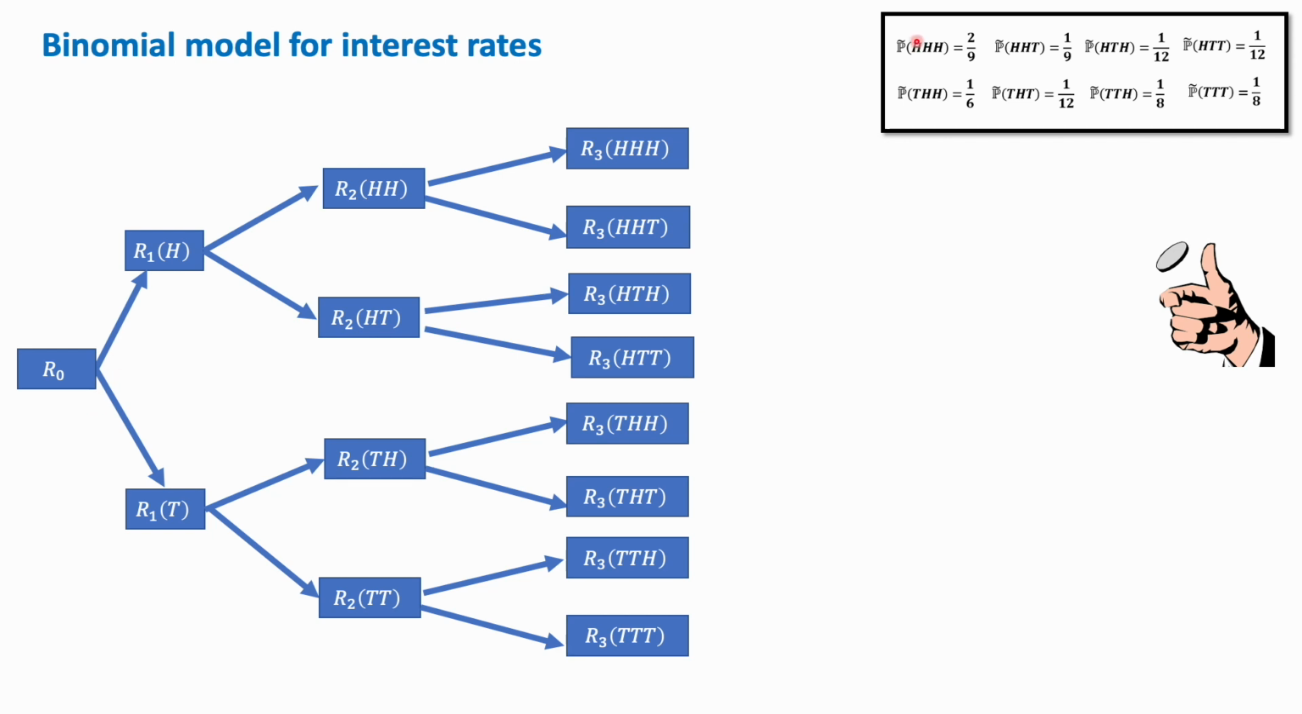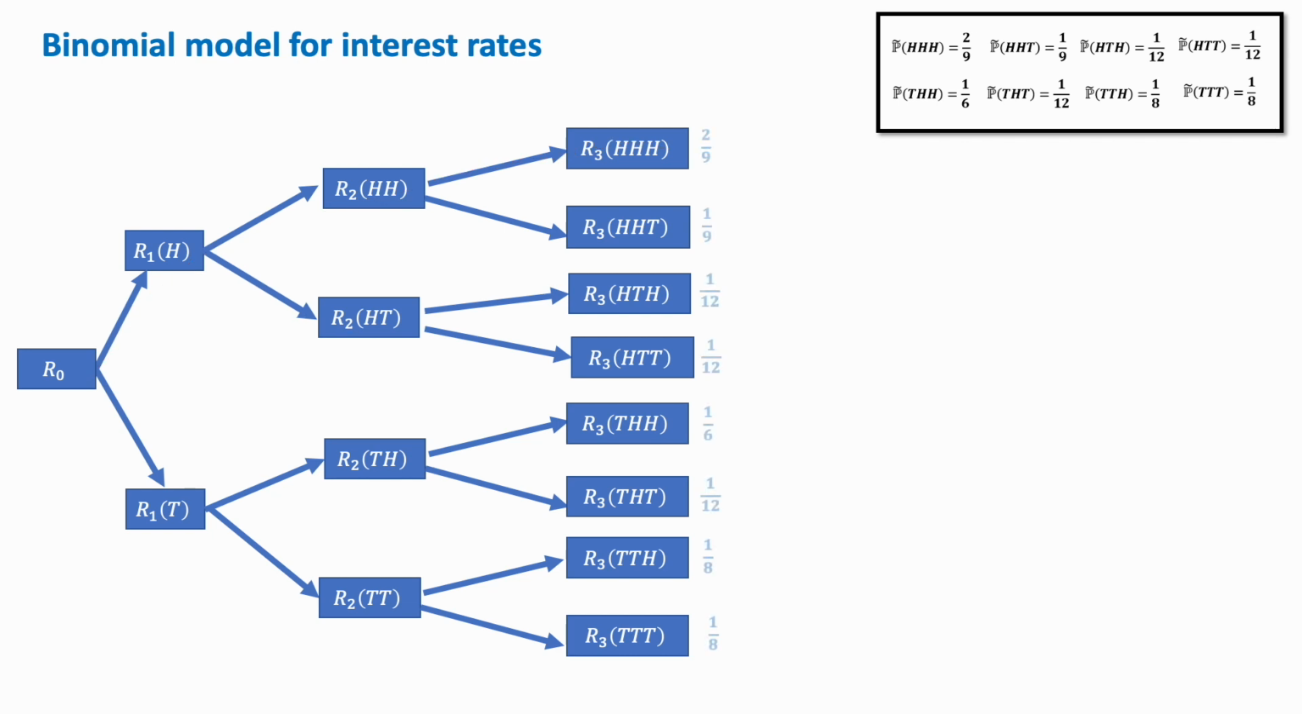And we know the probability of getting, for example, H 3 times in a row, right? That probability is the probability of going through this path of interest rates. And we know this probability is 2 divided by 9. So what we can do now is put these probabilities at the end here, so we can keep them in mind and keep looking at them.